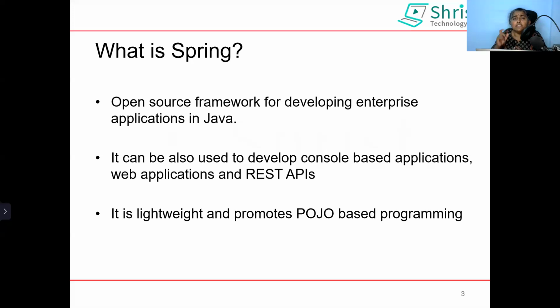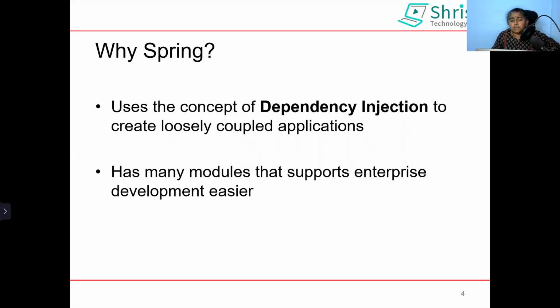POJOs mean plain old Java objects. They don't extend any external class or implement any external interface. Earlier, when people were working with EJB, they needed to extend some external classes and also implement external interfaces. When Spring Framework came, the first advantage is that it doesn't ask you to extend any external classes or implement external interfaces. It supports POJO-based programming. Why Spring? Spring uses the concept of dependency injection to develop loosely coupled applications.